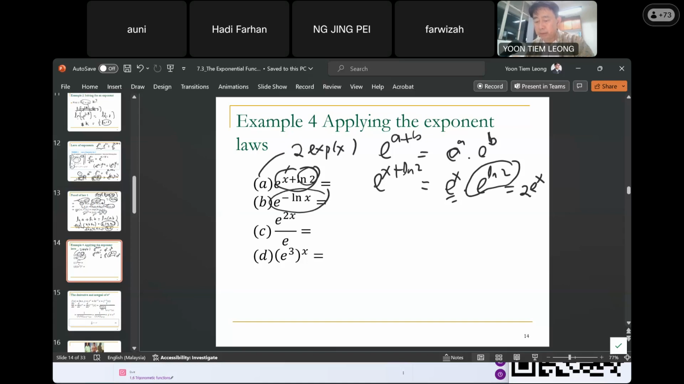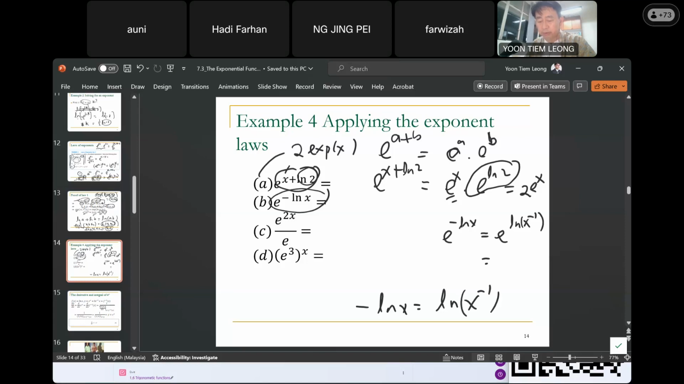Likewise here, exponents: e raised to the power of minus ln x can be expressed as e to the power of ln of x raised to the power of minus 1. Okay, so this is the law that we have to just learn. And this is a law that says minus ln x is the same as ln x raised to the power of minus 1.